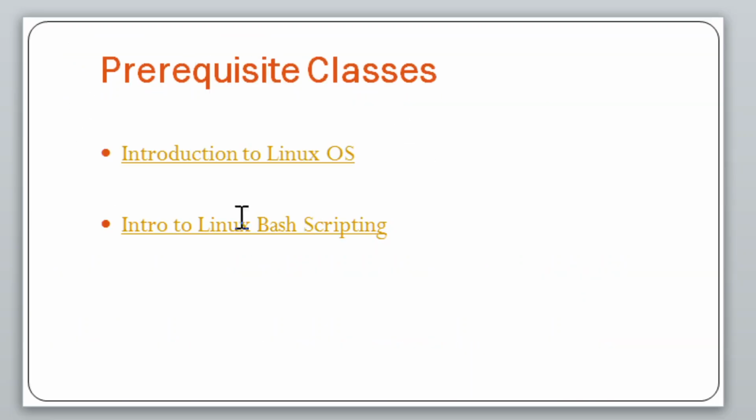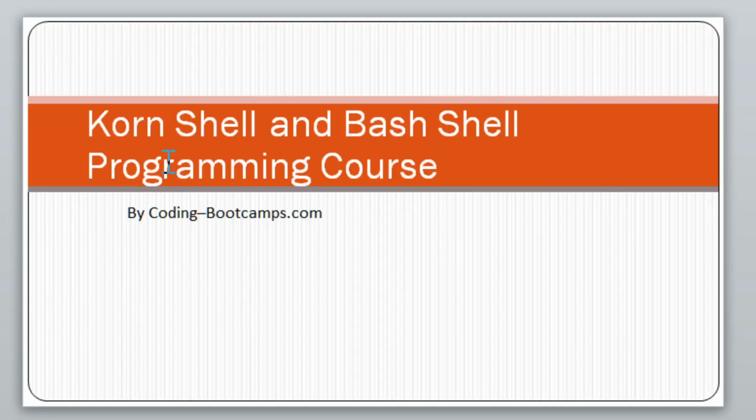So some prereqs for this class, guys. Make sure you've taken Intro to Linux OS and Intro to Linux Bash Scripting. The things we learned in both of those classes are fundamental and vital to the things we're going to be learning in this class. So make sure you follow these links. If you haven't taken those courses yet, take those courses, then come back and we'll keep going with this course. So today we're going to be talking about Korn shell and bash shell programming.